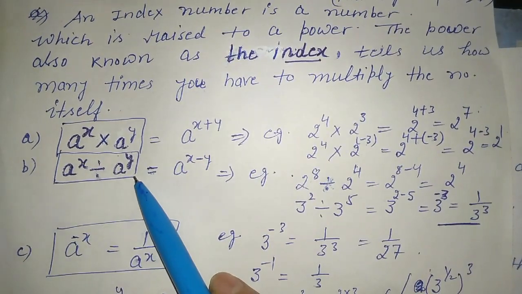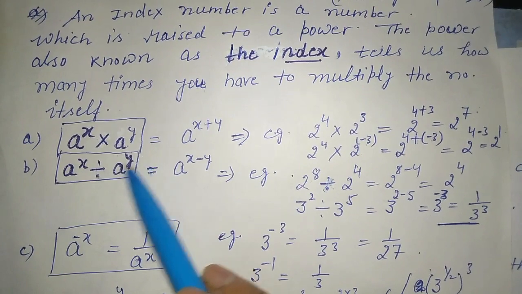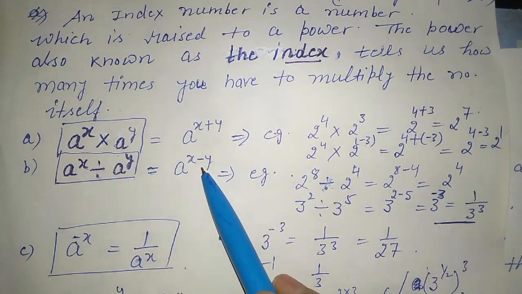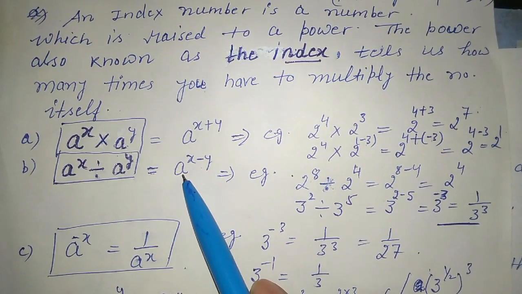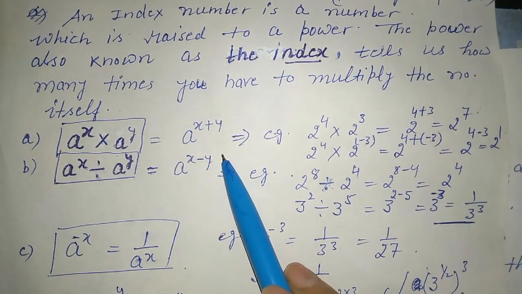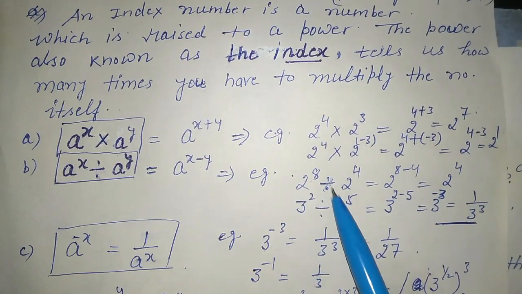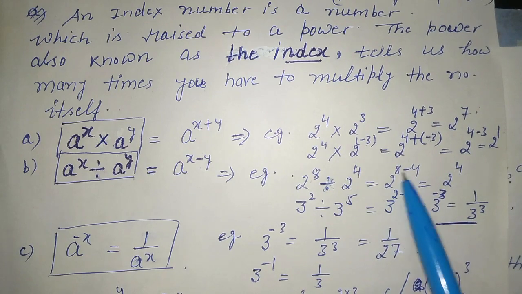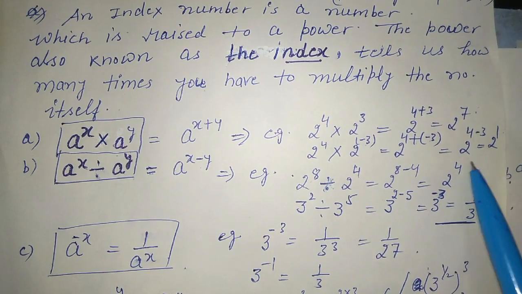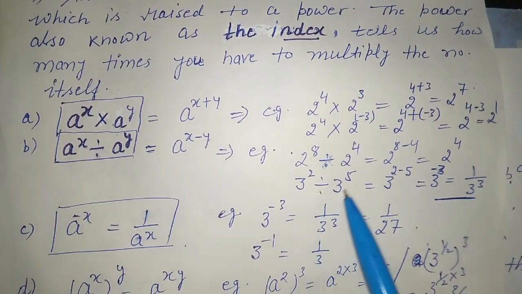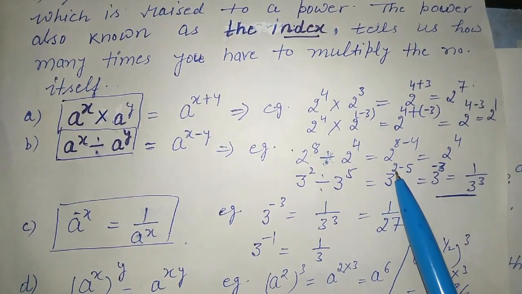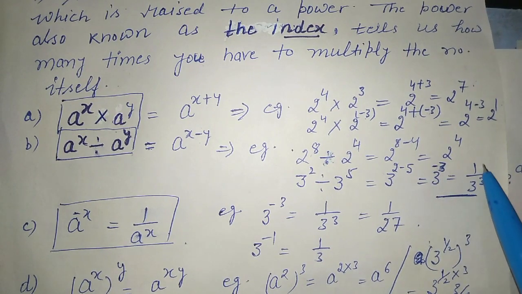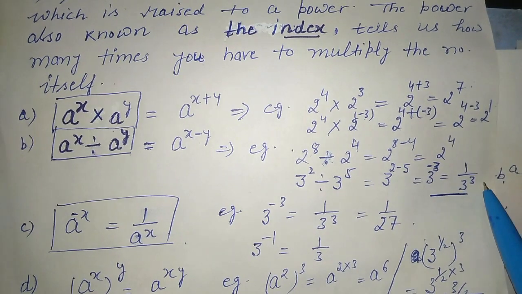Similarly, the next law is a to the power x divided by a to the power y. If the base is the same but the indices are different and they are divided, the powers will subtract and the common base will come here: a to the power x minus y. Example, 2 to the power 8 divided by 2 to the power 4. Both powers subtract, 2 to the power 8 minus 4. It becomes 2 to the power 4. Similarly, 3 to the power 2 divided by 3 to the power 5 is equal to 3 to the power 2 minus 5, equal to 3 to the power minus 3. When we make it positive, it comes in the denominator: 1 upon 3 to the power 3.